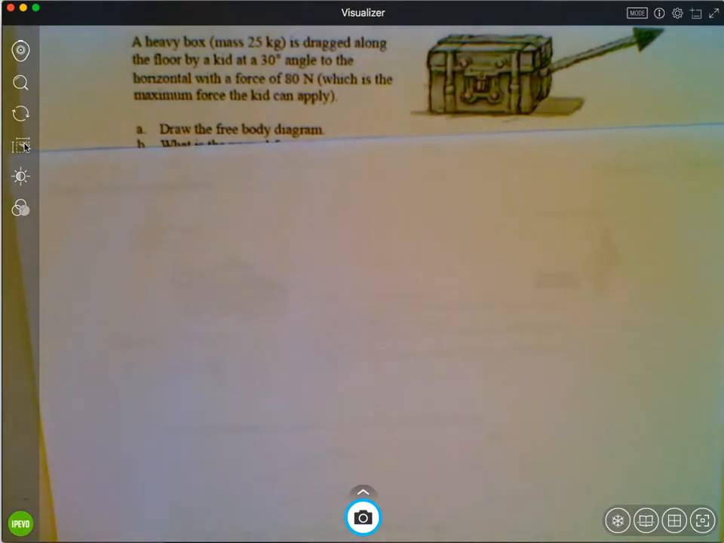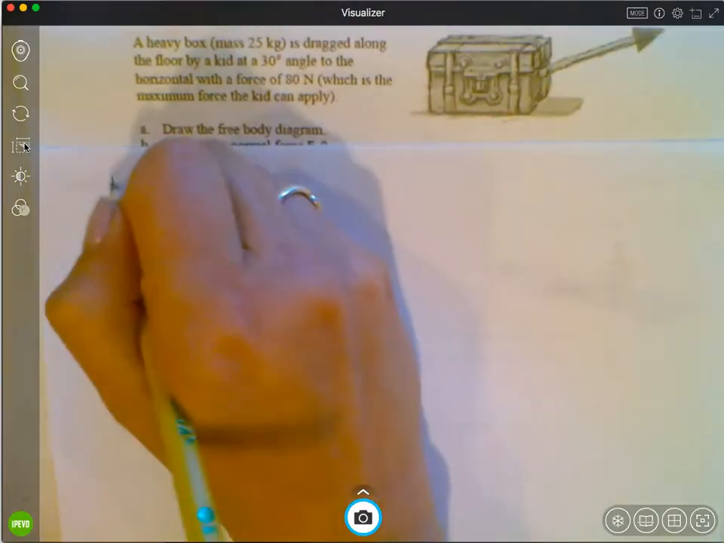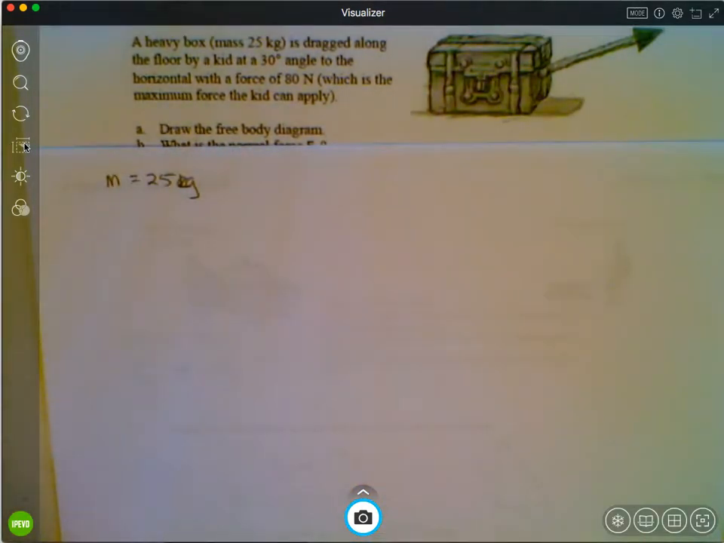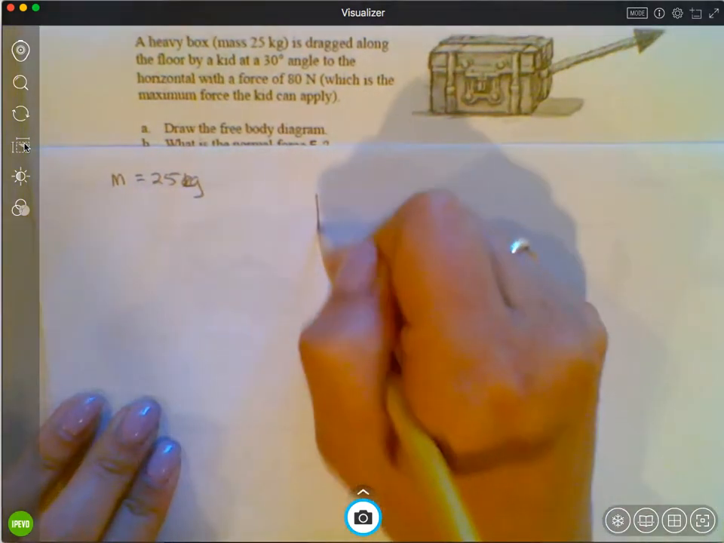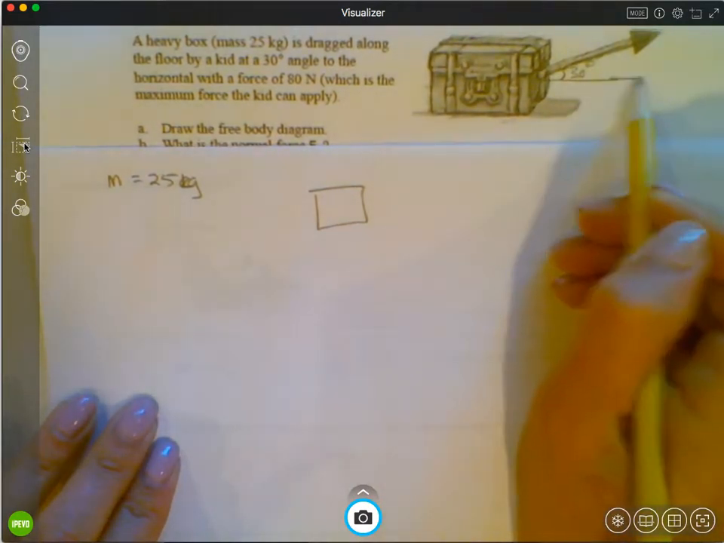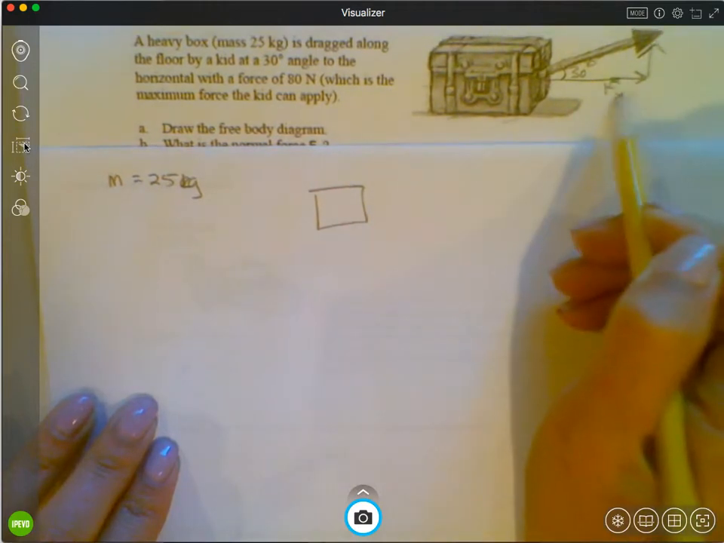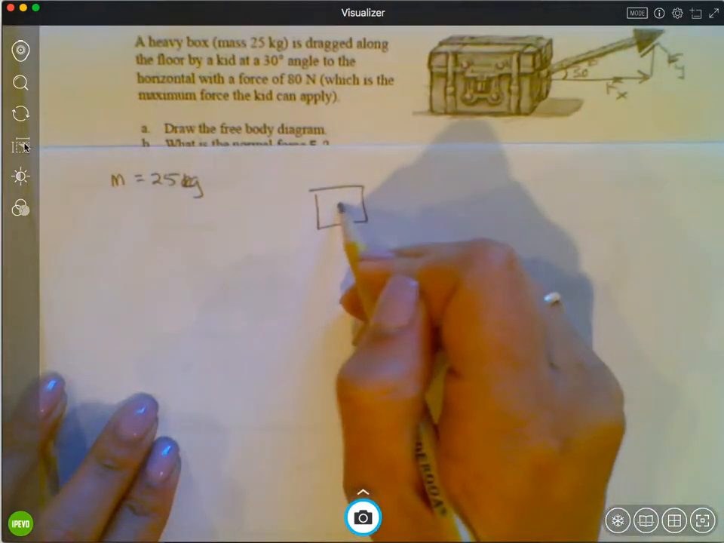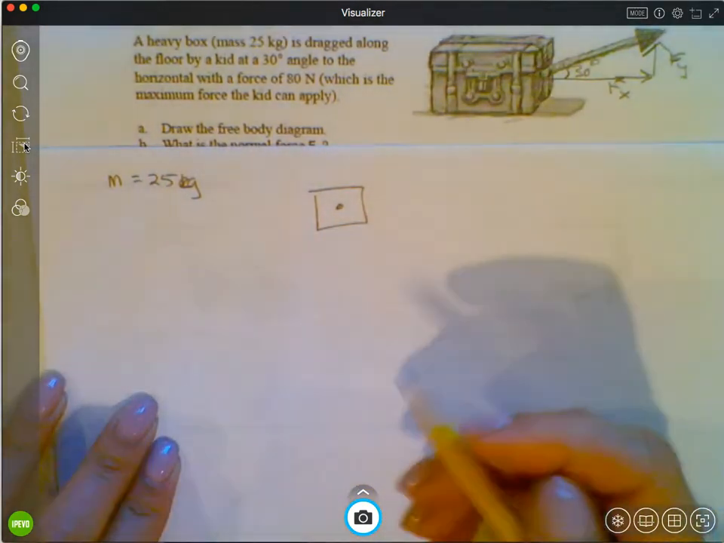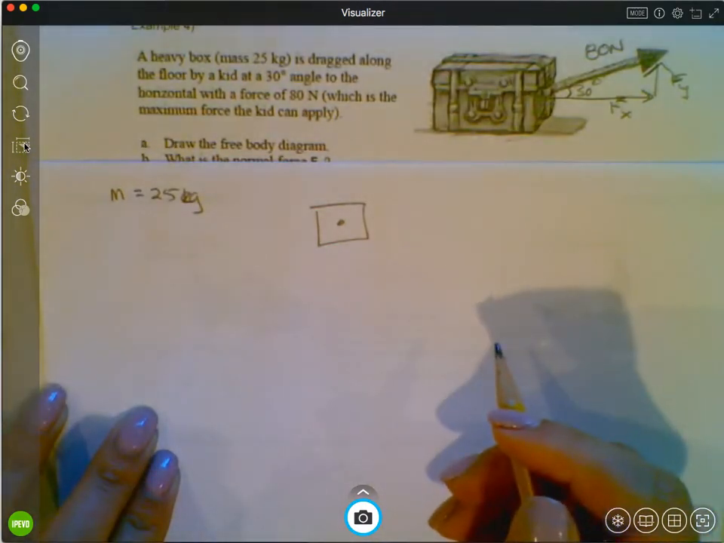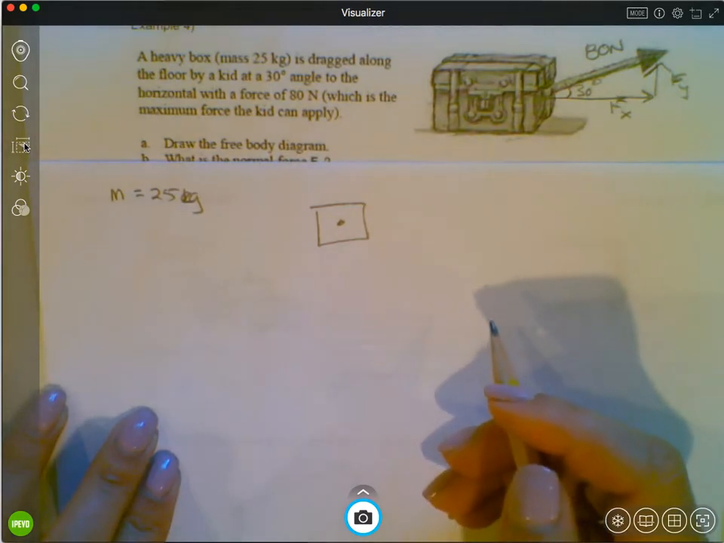All right, a heavy box, mass 25, so let's label that. It is dragged along the floor by a kid at a 30-degree angle with the horizontal. So it's like this, and this angle is 30 degrees. We've got Fx and Fy. With a force of 80 newtons, which is the maximum force the kid can apply. Draw a free body diagram.